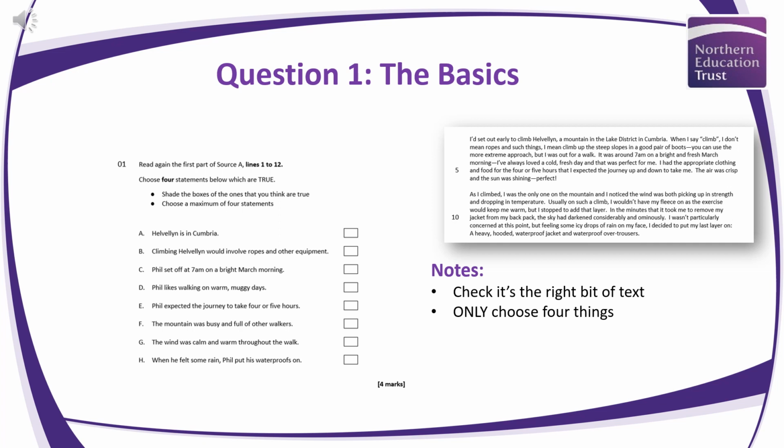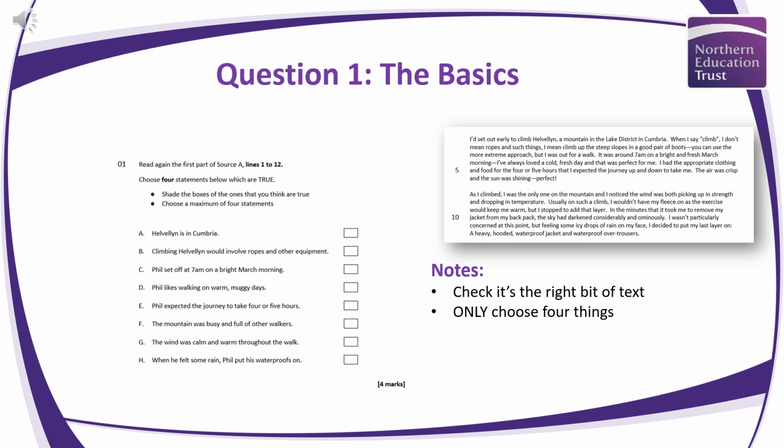The statements always track through the section of the extract from the beginning to the end. So the first statement links to the first bit that you've been told to look at, and the last statement links towards the end of the bit you've been told to look at. All you need to do is to colour in the little circle, the lozenge, as AQA tend to call it, for the ones that are right.